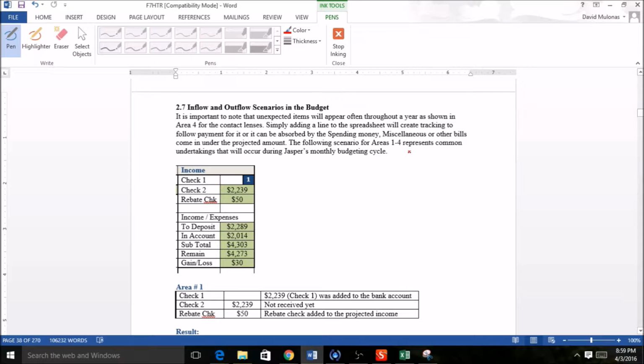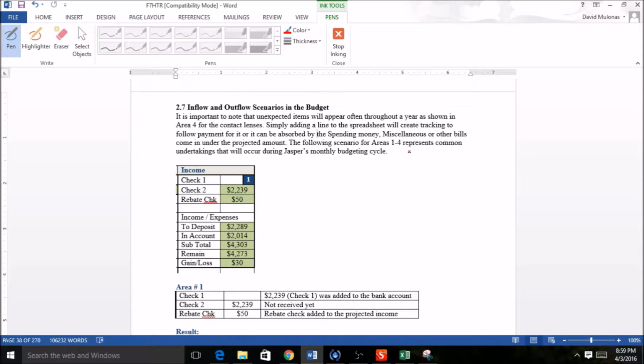We just finished section 2.6 where we went through Jasper's master budget list. It has all of the expenses listed on it, including supplemental items and savings vehicles. Against the income and the expenses, his balance shows a 0, and that's what it should be in your base budget. So now we're going to go through section 2.7, inflow and outflow scenarios in the budget.